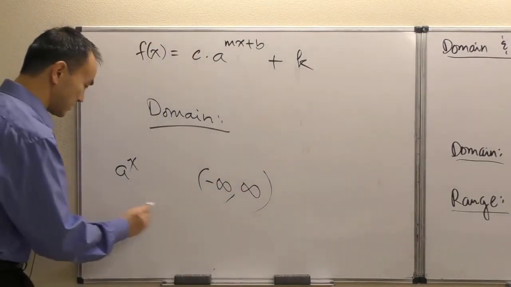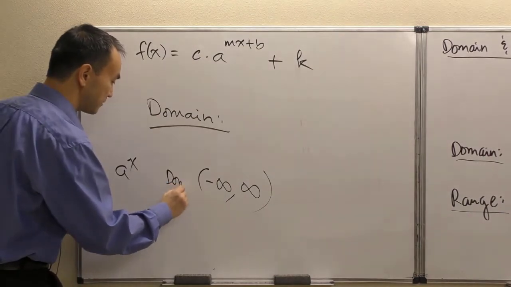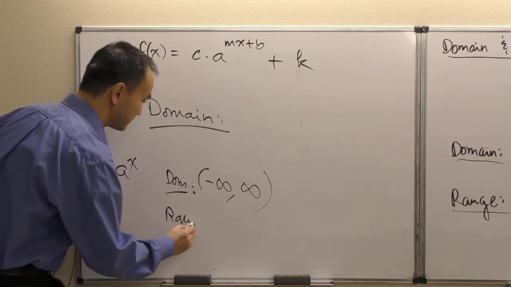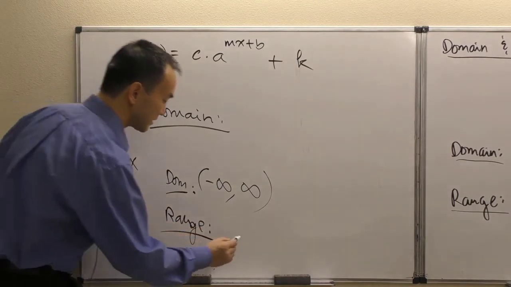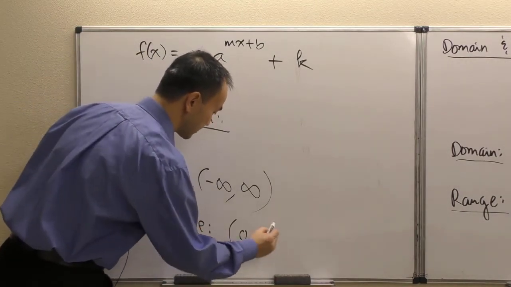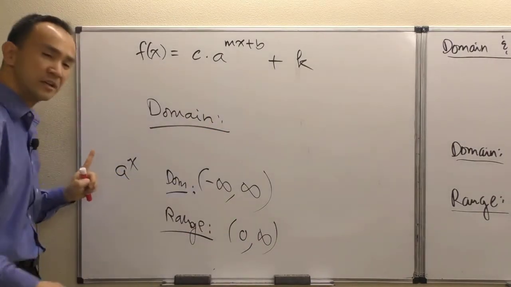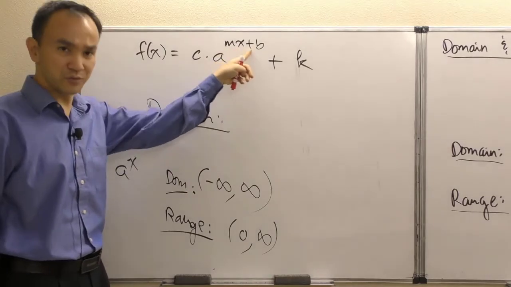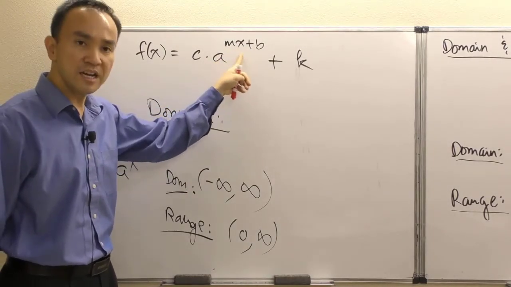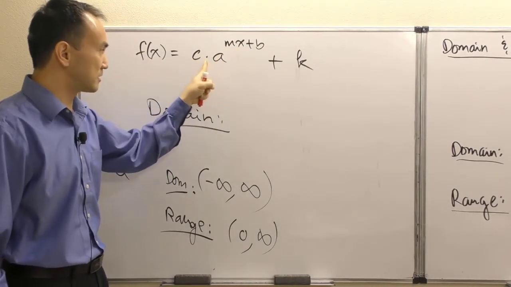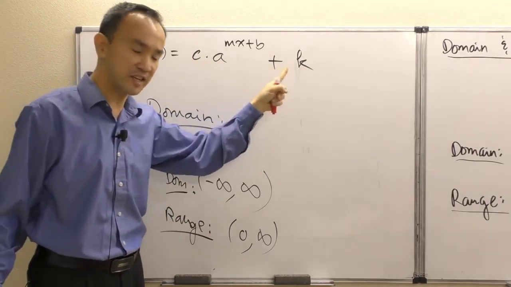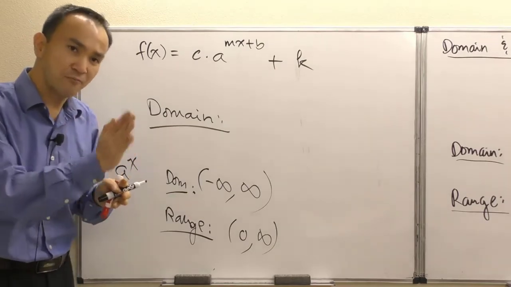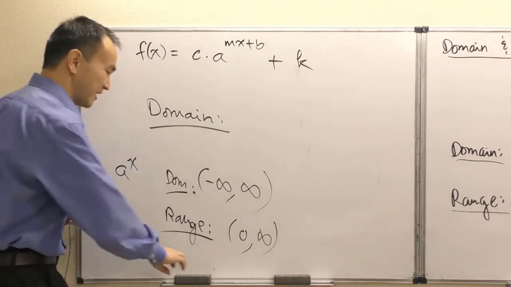That's the domain, and the range is anywhere between 0 and positive infinity. This is so clear and easy to see right from a to the x. But when it's a raised to a linear expression of x, times the constant coefficient c, plus a k, the domain is not so clear to find. Every problem we have to find the domain differently.